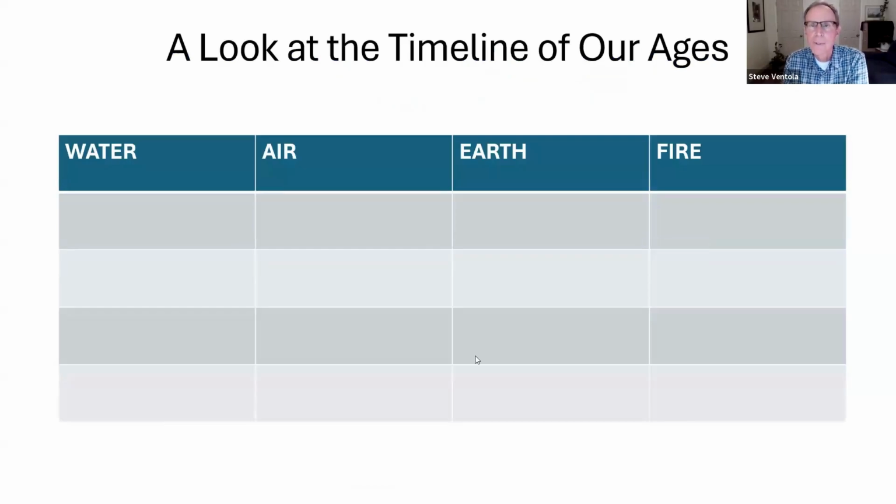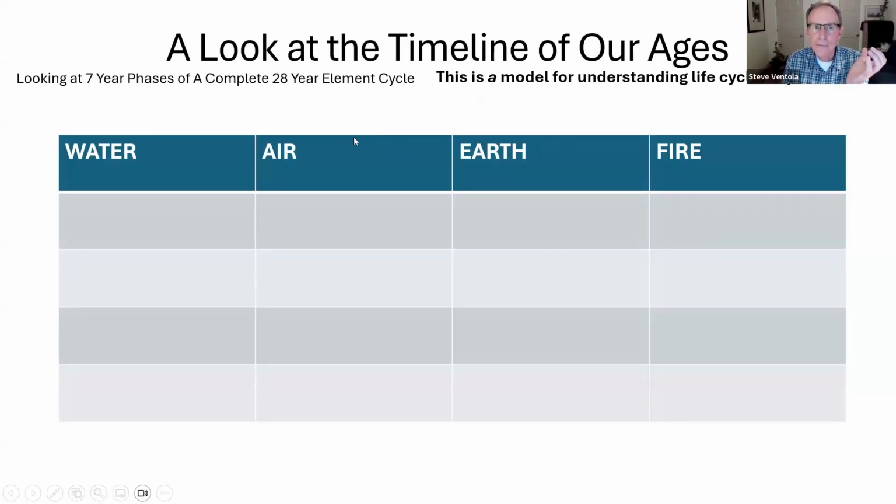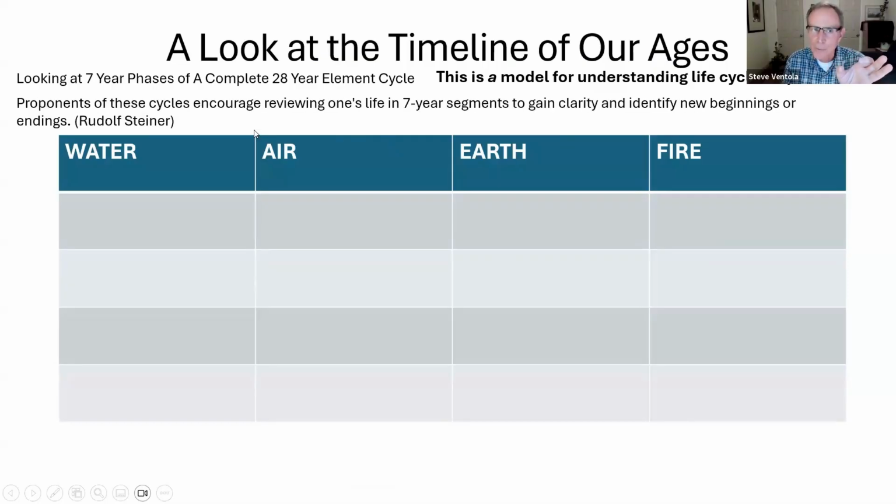So let's look at the timeline of our ages. Now, this is a model for understanding life cycles and phases. It's a model, okay? It's looking at 7-year phases of a complete 28-year element cycle. So I'm going to explain that a little bit more. Just hold that thought, but just let me carry on a little bit.